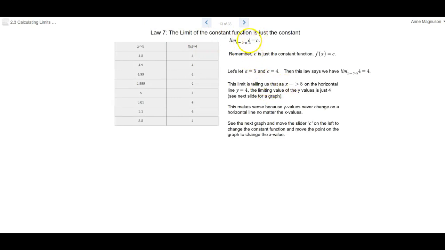So the limit of a constant function is just that constant, which makes sense because the y value is never changing for a constant function. It's always the same. It doesn't really matter what the x value is. The y value, in this case, when f of x equals 4, it doesn't matter what x is. Y is always 4. So that makes sense that the limit of a constant function is just that constant.